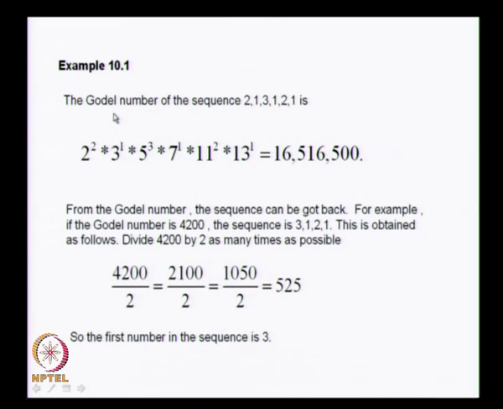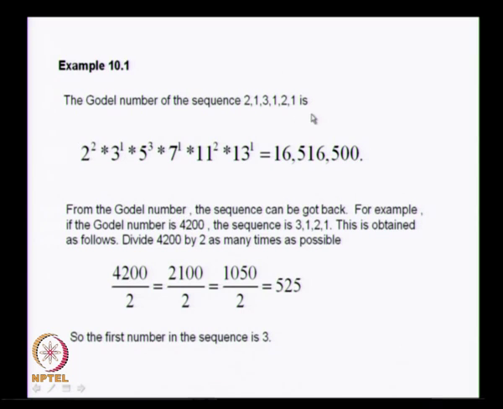For example, suppose we have the sequence 2 1 3 1 2 1, then the Gödel number of this sequence will be 2 power 2 because this is 2, then 3 power 1, second number is 1, next prime is 5. So, the next number in the sequence is 3. So, you have 5 power 3, then 7 power 1, next prime is 11 and the next number here is 2. So, 11 power 2, 13 power 1, and if you calculate this value, it is this number. It is a very large number.